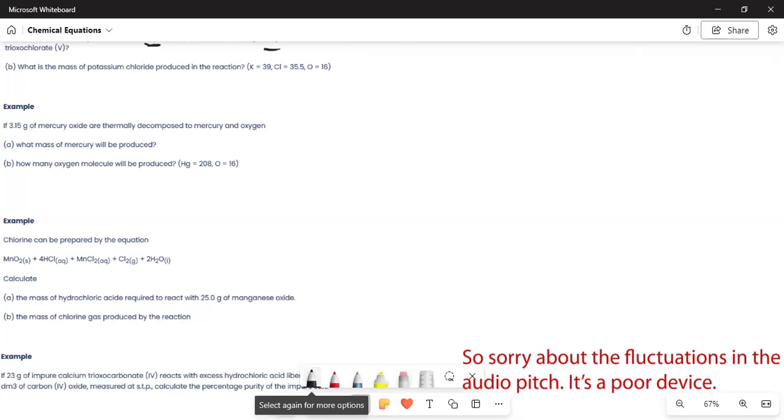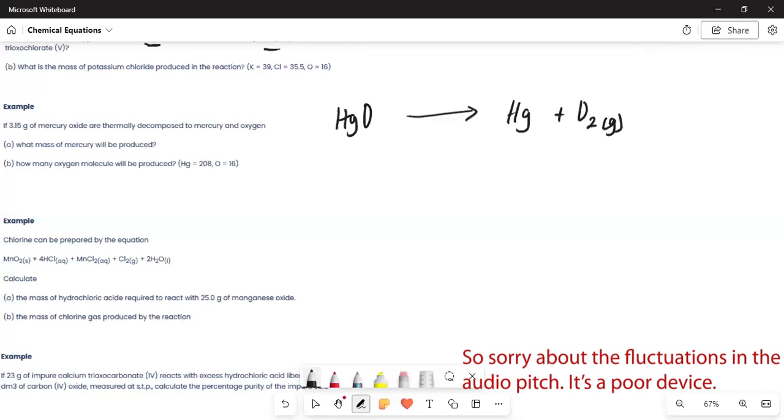Mercury oxide is HgO, and it says thermally decomposed to mercury and oxygen. That is, it is heated and then it decomposes to mercury and oxygen gas. Oxygen is 2 on the right here, but on the left hand side it is 1, meaning the equation is not balanced. So let's start by making this oxygen on the left hand side 2, and that affects mercury also. So we need to put 2 here to balance the equation.